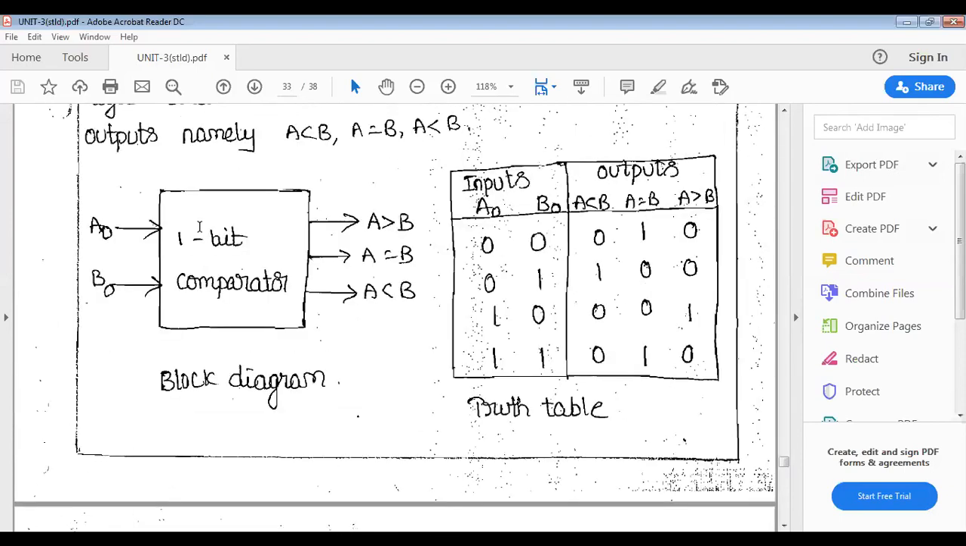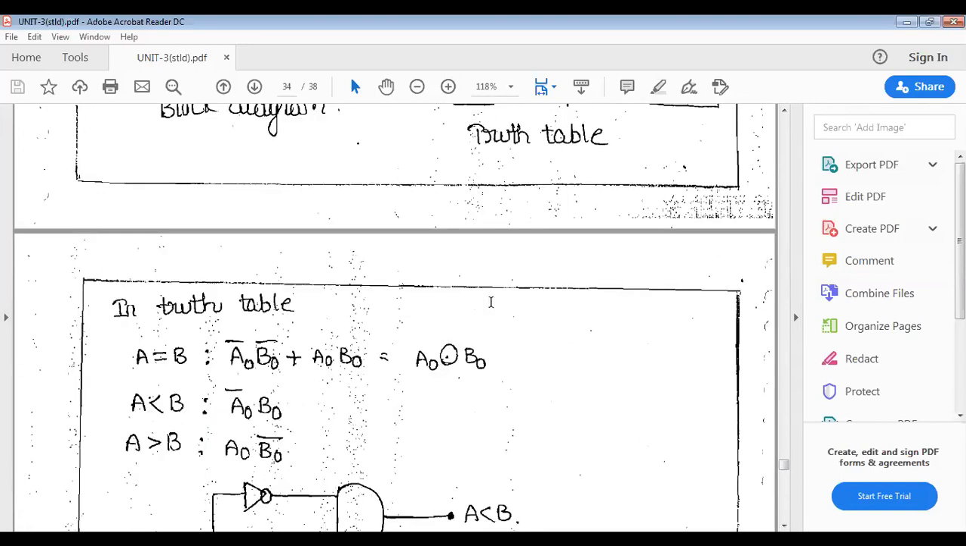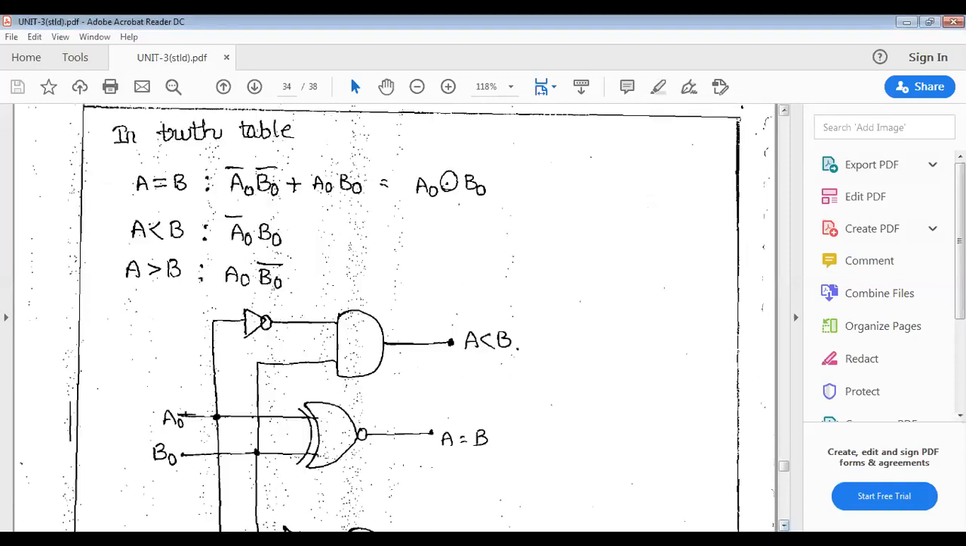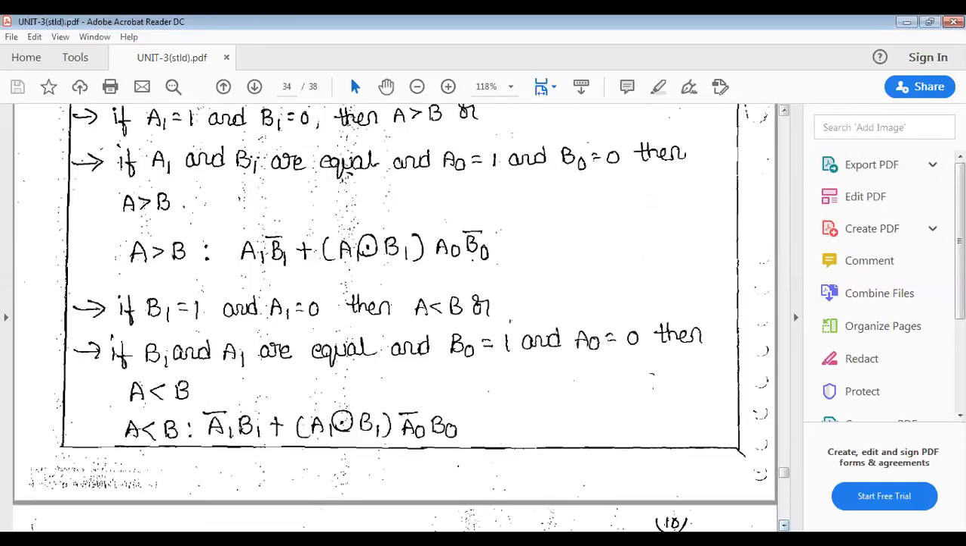It is a block diagram with the inputs A and B, with A having 4 bits and B having 4 bits, that is from A3 to A naught and B3 to B naught. The outputs are the same: A greater than B, A equal to B, A less than B. Okay, so we completed the designing of the 1-bit comparator, 2-bit comparator and the 4-bit comparator.